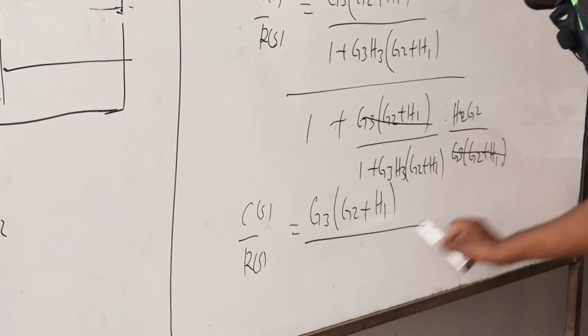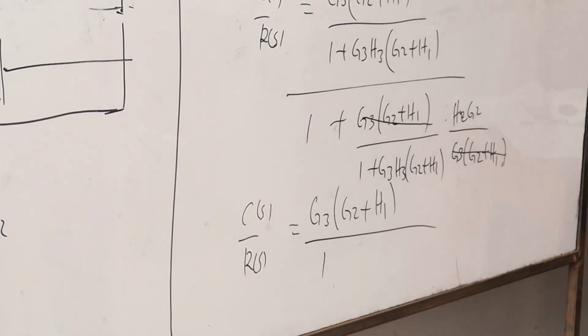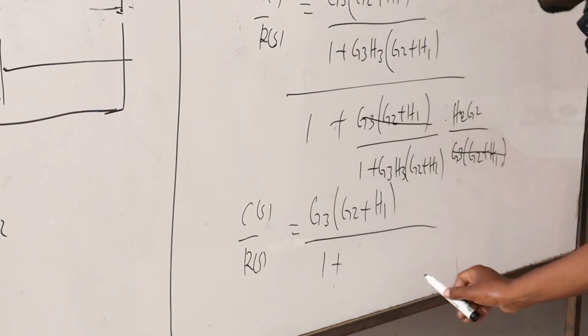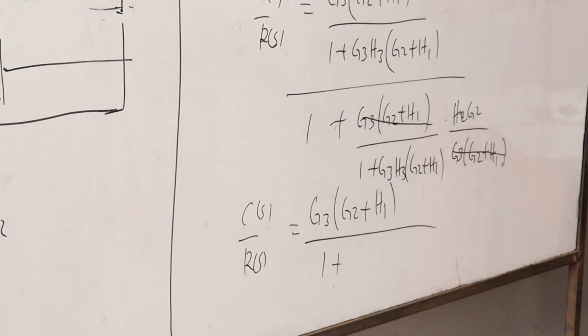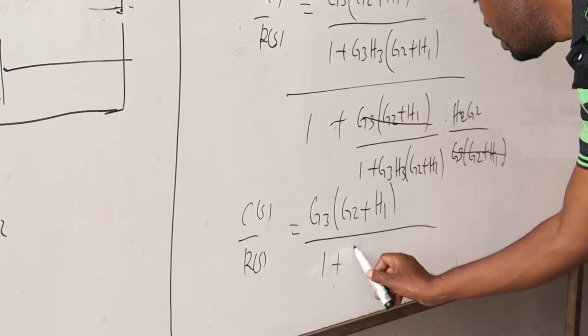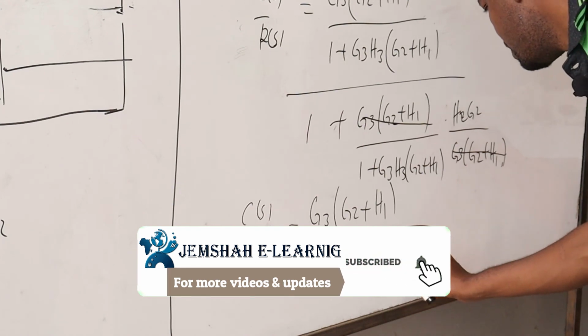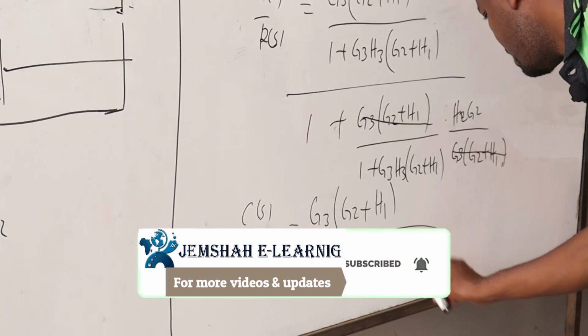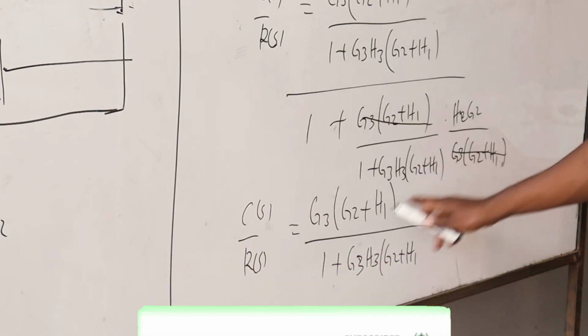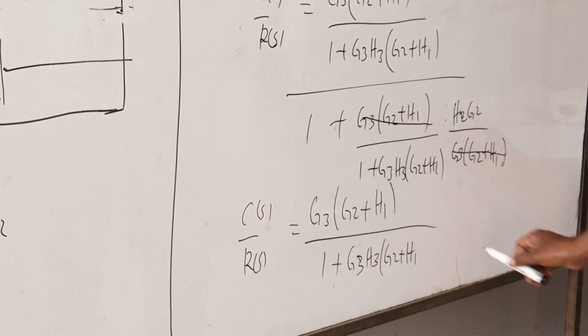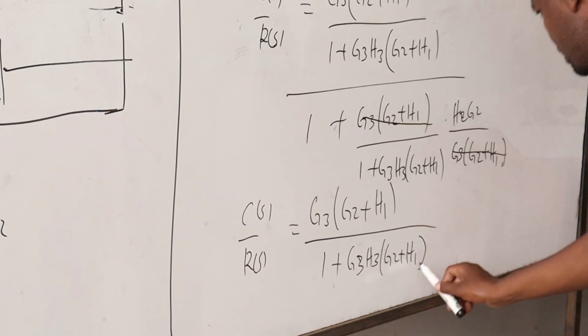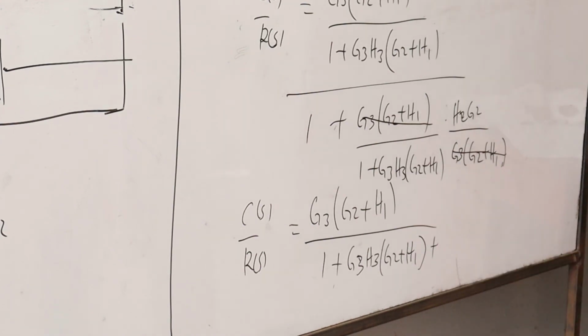all over 1 plus G3 H3 into G2 plus H1, so this one will make a common denominator, plus G2 H2.